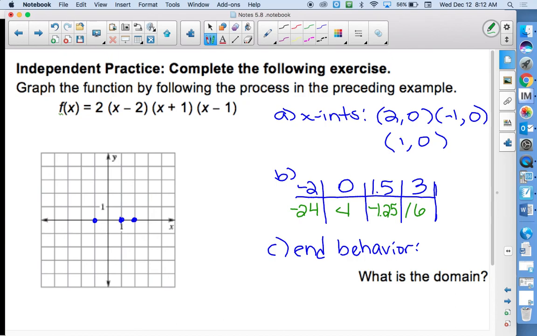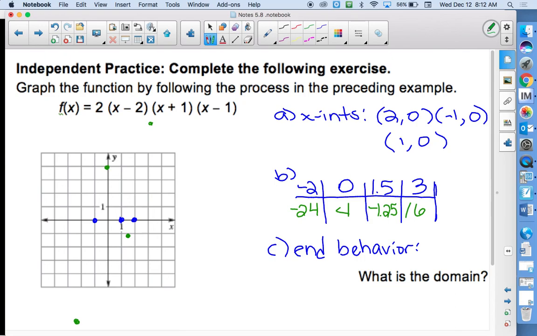So we can plot the one at 0, 4. 2, 3, 4. We can plot the value in between 1.5, go down to negative 1.25. And then 16 would be way up here. Negative 24 would be somewhere way down there.